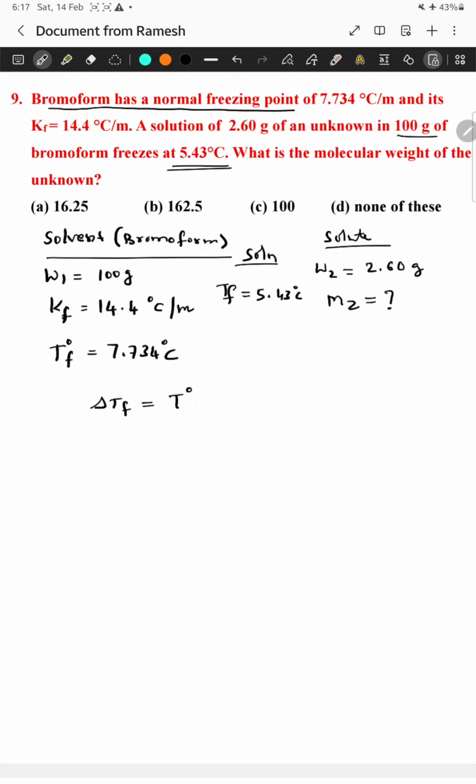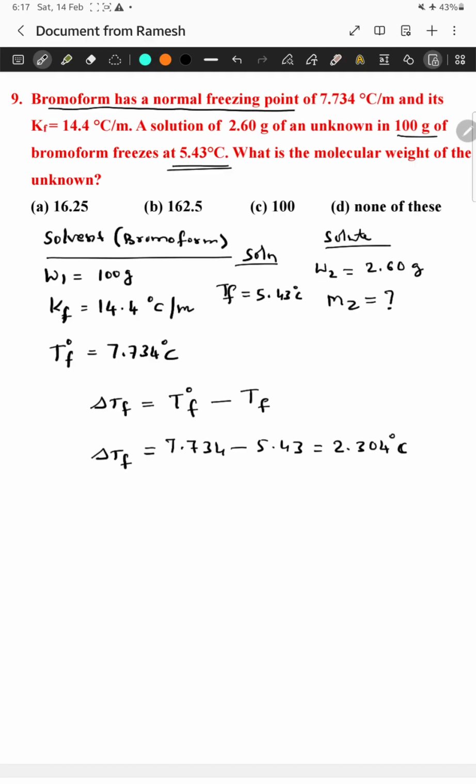So what is the formula? Freezing point of solvent T naught f minus freezing point of solution Tf. The solvent is 7.734 and the solution is 5.43. So we will get 2.304 degrees Celsius. Here also there is no need to convert this value into Kelvin, because delta Tf means difference in freezing point, and the difference remains the same whether it is in Kelvin or degrees Celsius.